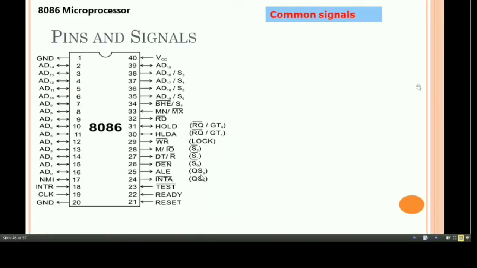So 8086, this IC is having total 40 pins. So pin number 1 to 20 and from 21 to 40. These are the total 40 pins available in 8086.